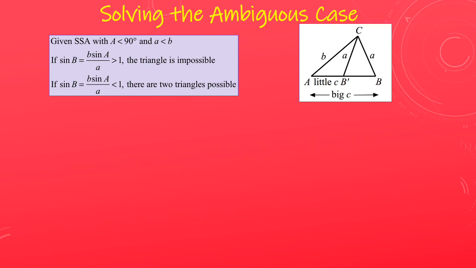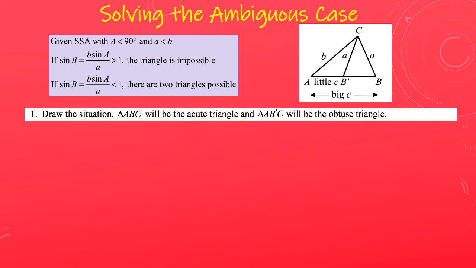Looking at the picture, we see 2 triangles with the given information. Big triangle ABC and little triangle AB prime C. We need to solve both of them. As before, the first thing you would like to do is to draw the situation. Triangle ABC will be the acute triangle, and triangle AB prime C will be the obtuse triangle.